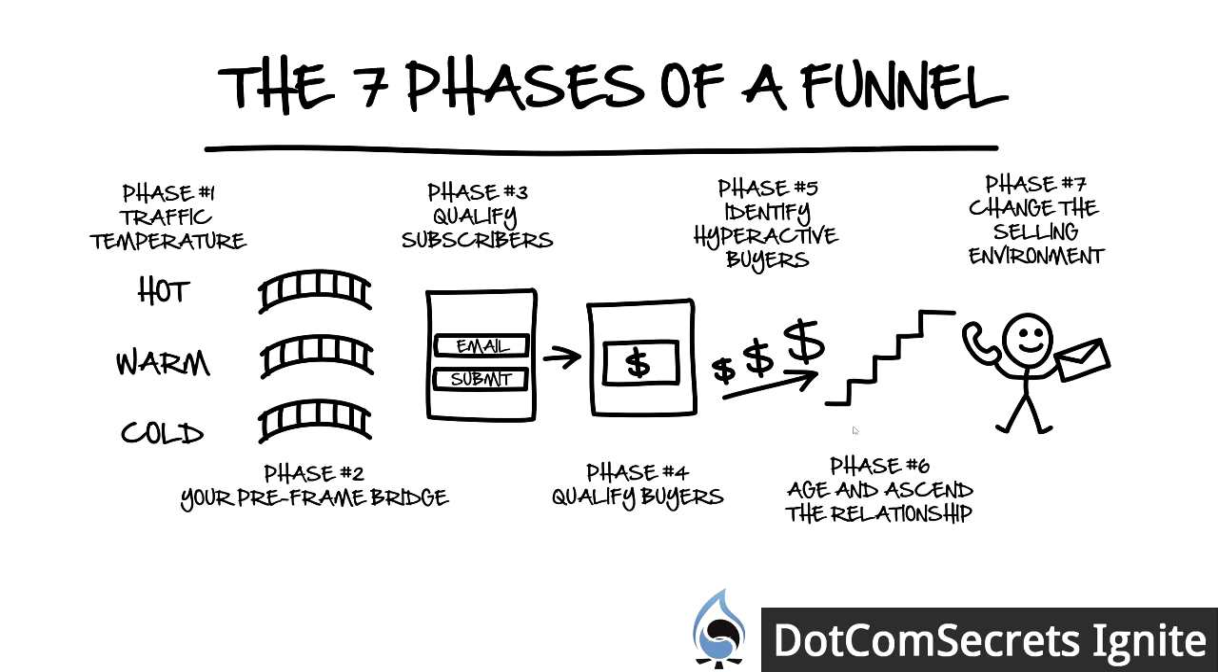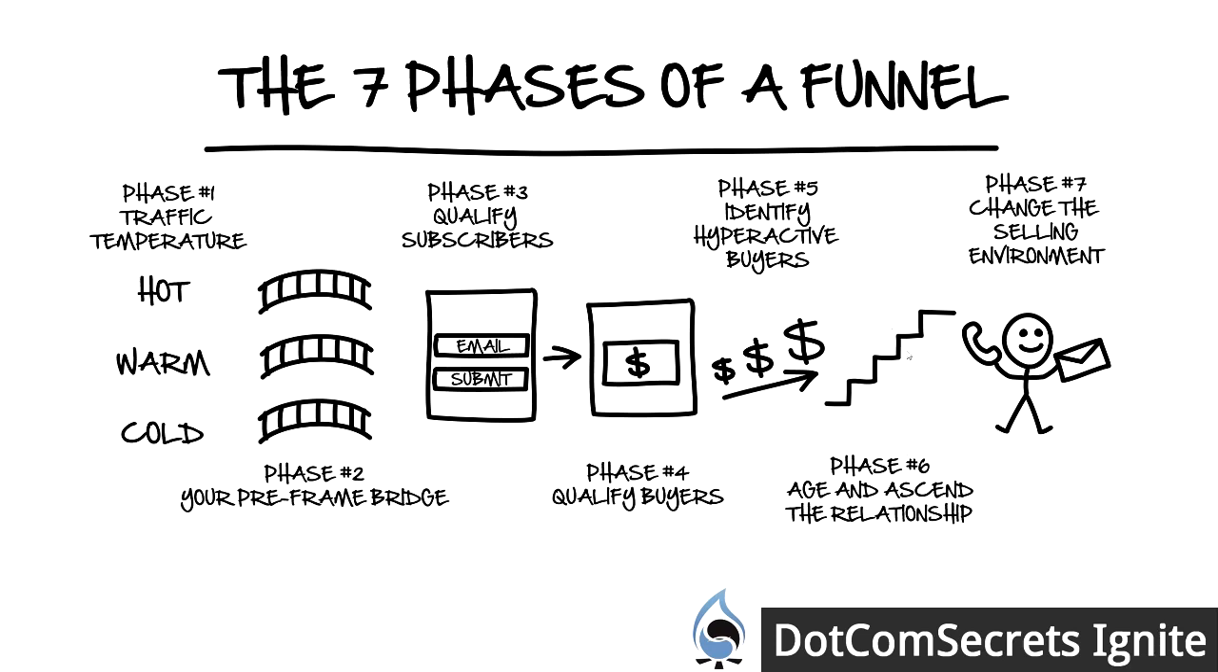Number 6, I'm trying to age and ascend the relationship. We talked about value ladder. I'm trying to start slowly moving them up the value ladder, provide more value, offer more things. And somewhere along the line, though, on the internet, we can only do so much. Online, I really struggle selling things more than about $2,000 or $3,000. It gets really hard. The resistance is really high. So somewhere along that line, I can't send them any higher than that.